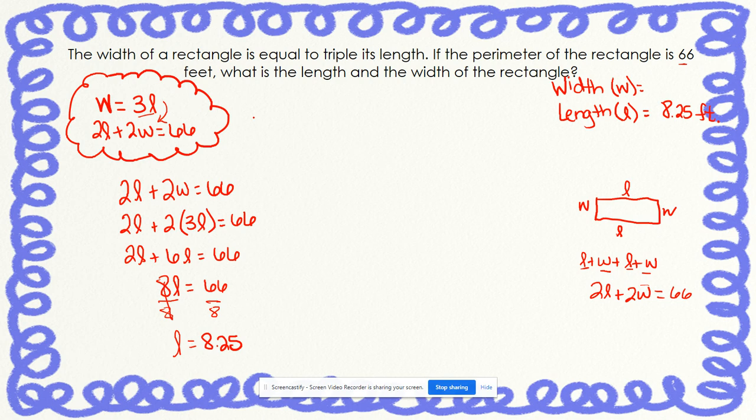Now I'm going to use that to find the width. I know from the first equation that width is equal to 3 times the length, and we now know that the length is 8.25. So the width is 3 times 8.25. And when I do 3 times 8.25, I get 24.75. So that means that the width of the rectangle is 24.75 feet.